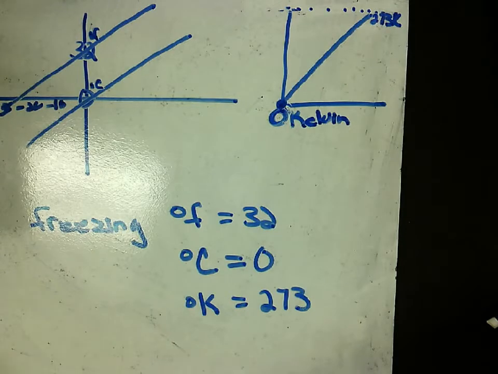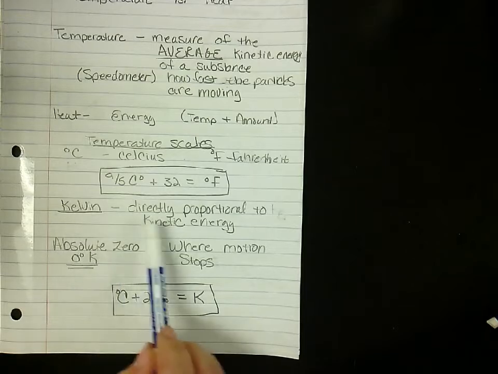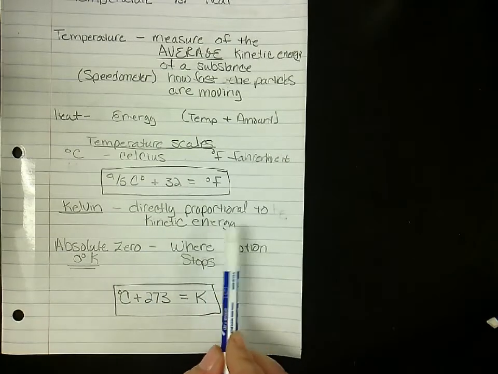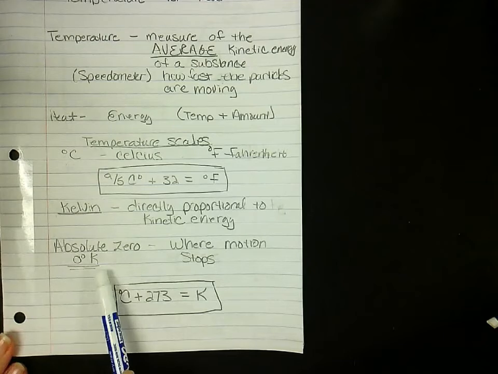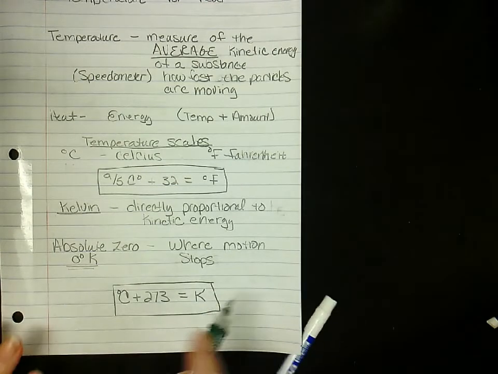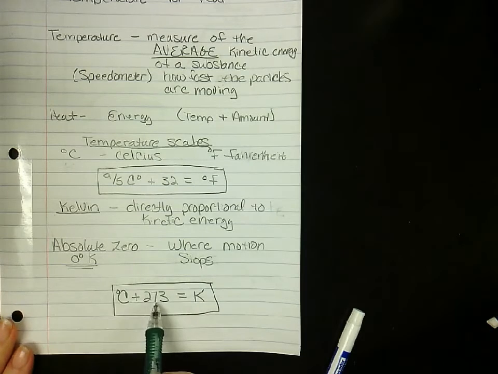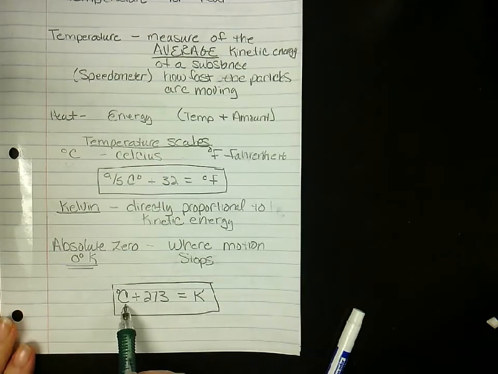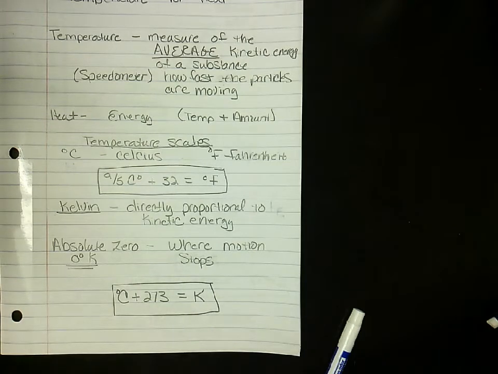Okay, so that's why we had to come up with our next form of temperature scale, which is Kelvin. It's directly proportional to kinetic energy. Absolute 0 or 0 Kelvin is where motion stops. And this conversion you will be using a lot. So Celsius plus 273 equals Kelvin. So when you get Celsius, you're just going to add 273, and you are going to get Kelvin.